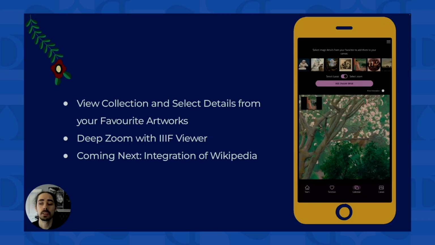All artworks you liked are now stored in your collection. You can view them and select details from every favorite artwork. Thanks to the IIIF viewer, we can provide a deep zoom feature which allows you to select even tiny details. We also integrated a lasso and a background removal tool for this purpose. We are working on an improvement of these tools.